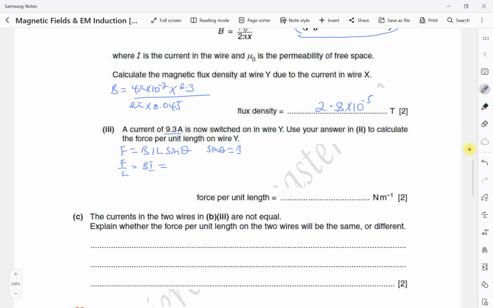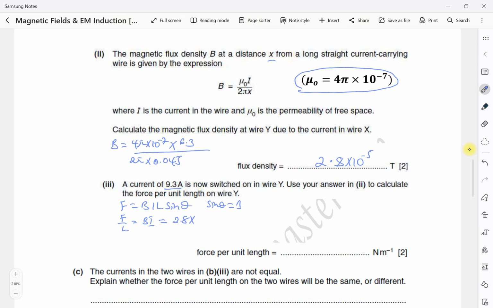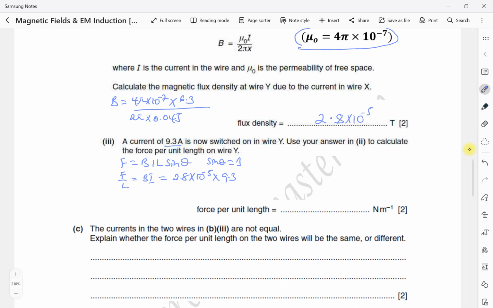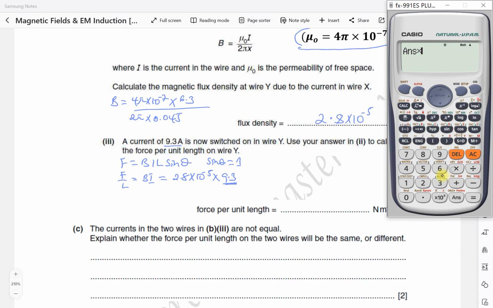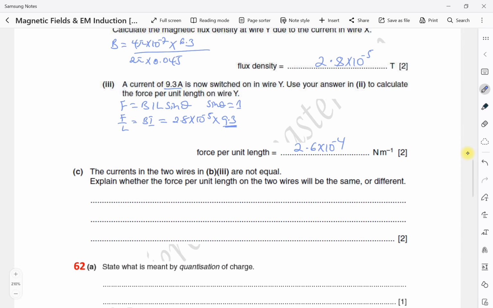So this is going to be equal to B, which was 2.8 times 10 to the power of minus 5 Teslas, then times the current, which is 9.3. It is the magnetic field caused by wire X which reaches wire Y. Then we need the current in wire Y, which is that one there. So I say times 9.3, which is 2.6 times 10 to the power of minus 4 newtons per meter.